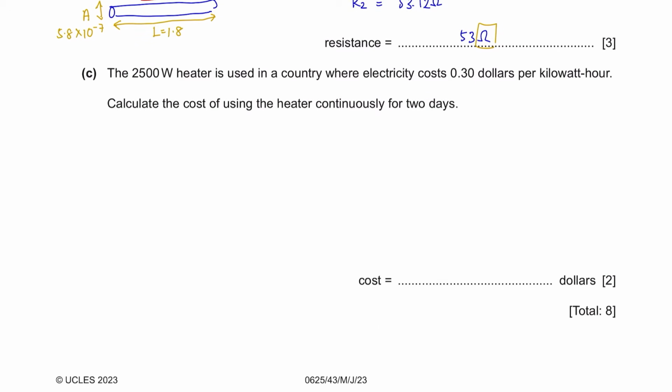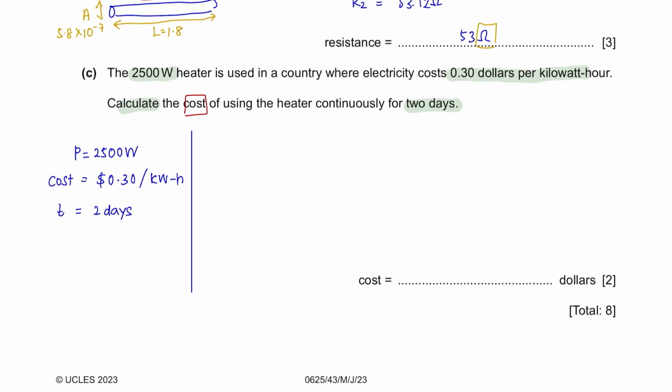Question C. The 2500 watts heater is used in a country where electricity costs $0.3 per kilowatt hour. Calculate the cost of using the heater continuously for 2 days. Again, it's a question about calculate, so list down all the quantities that you know.